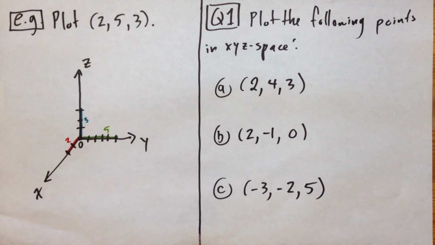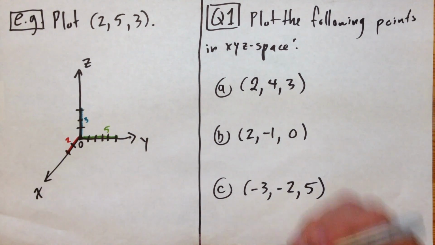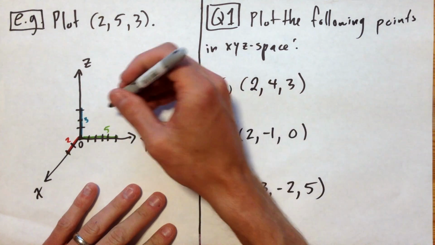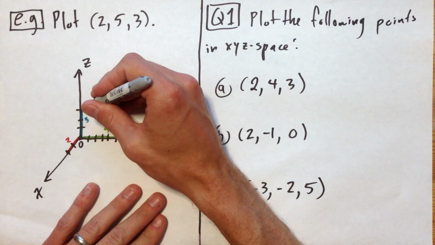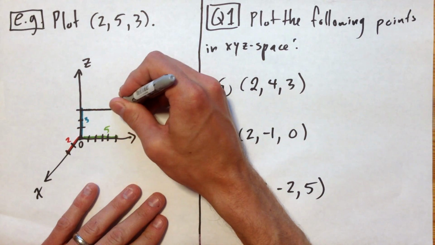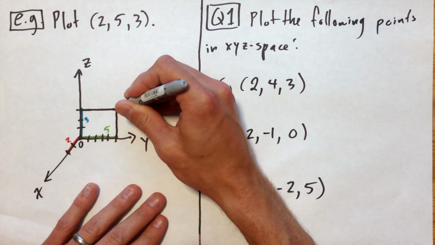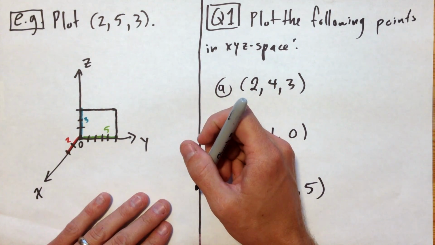So let me start filling out the box by drawing some rectangles. The easiest is probably this yz plane because it looks the flattest to us. Let me fill out the rectangle with sides 3 and 5.